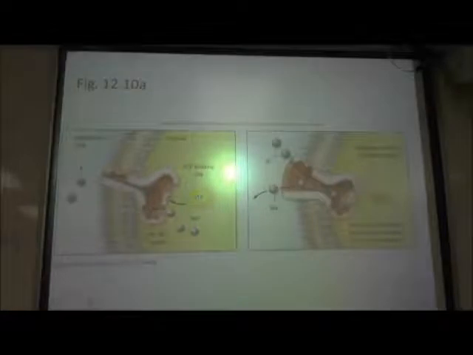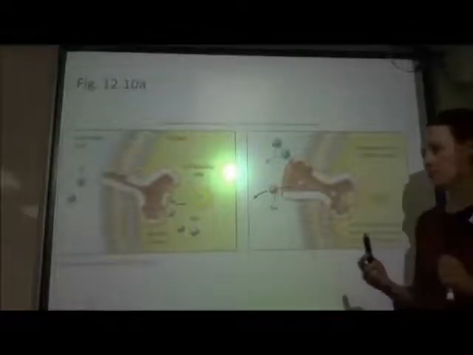Okay, then the next thing we need to talk about is what your book calls the ultrastructure of neurons. So what do they look like at the microscopic level? We met all these things a little bit in the muscular system.